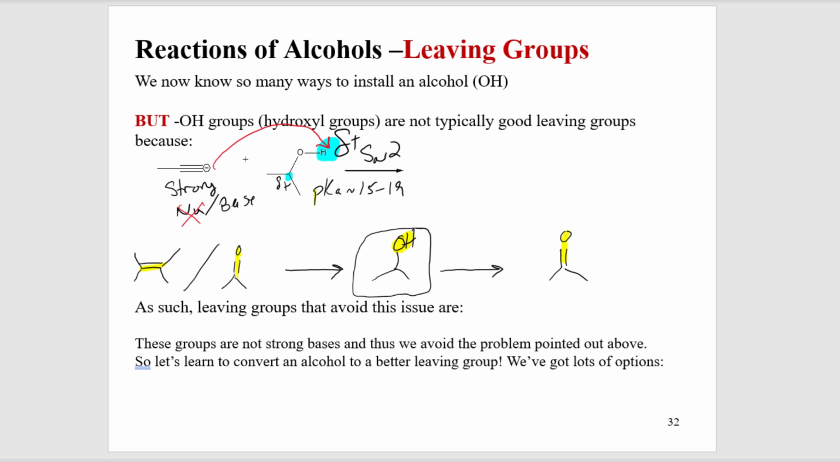Since we have covered now more than 10 ways of making alcohols, we know how to make alcohols a lot of different ways from a lot of different functional groups. So wouldn't it be nice if we could make an alcohol, change it into a good leaving group, and then do SN2 chemistry? So that's what we're going to focus on. The fact that we know so many different ways to install an alcohol just says, all right, well, let's turn alcohols into better leaving groups and then do what we want to do with them.